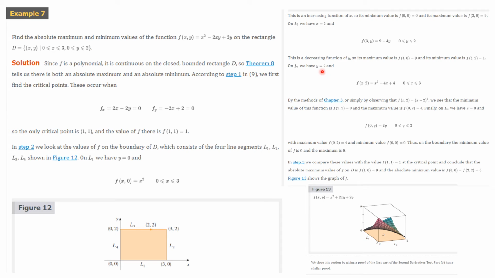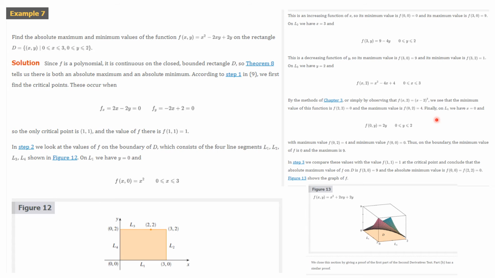On L3, we have y is 2, and so f of x,2 is this, and so we have this expression. So we're finding the max and min there. Using the methods, we can take the first derivative, or perhaps we could even realize that by completing the square. So the minimum value of this function is f(2,2) = 0, and f(0,2) is 4.